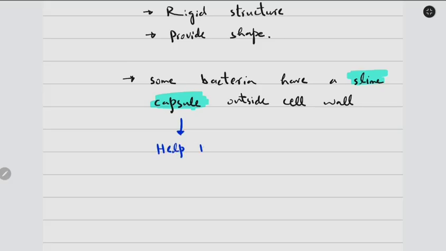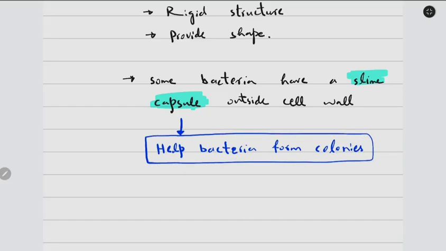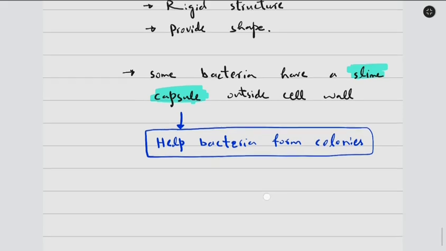It helps bacteria stick together and form colonies. The slimy nature would allow them to evade white blood cells if those bacteria enter into our bloodstream. And that's how they would result in causing diseases in our body. So that's all about the cell wall.